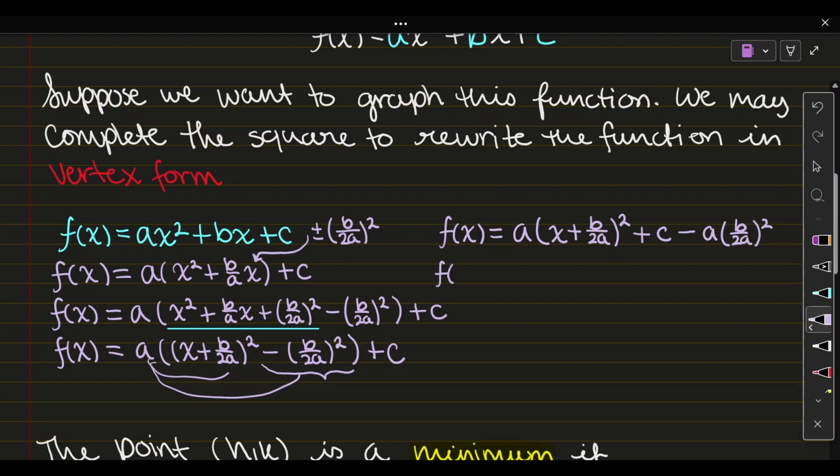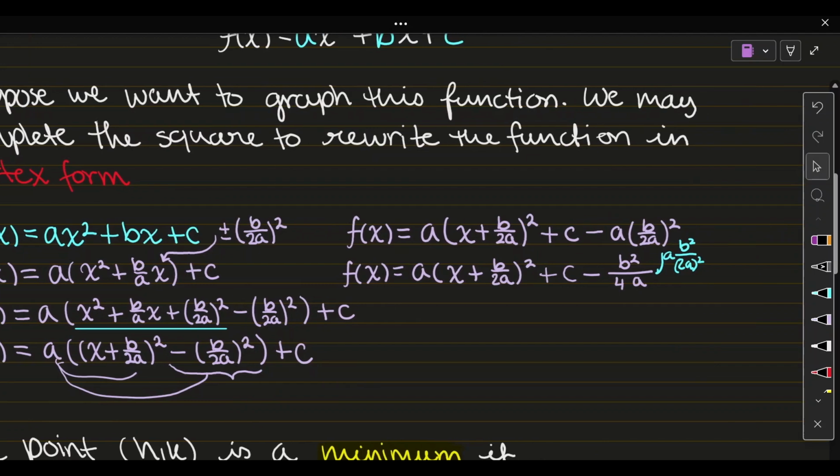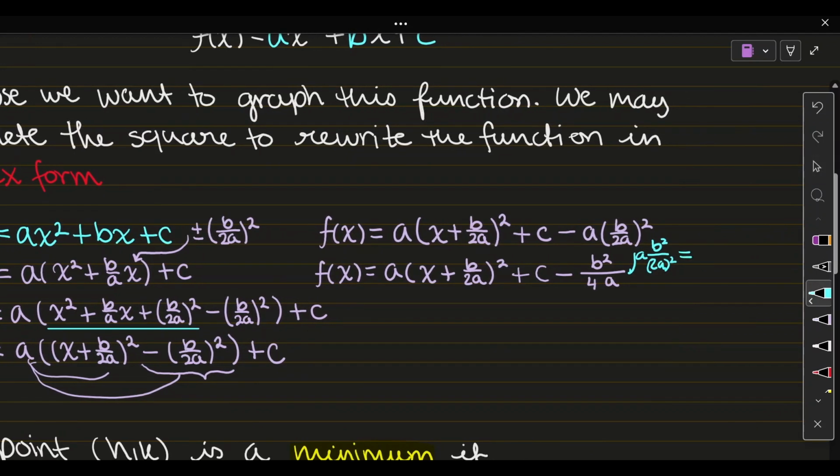So f of x is equal to a times x plus b over 2a squared, plus c minus b squared over 4a. To get from here to here, I have a times b squared over 2a squared, and that should be a 4 actually. That's equal to a b squared over 4a squared. This a will cancel with one of these a's and give me b squared over 4a.